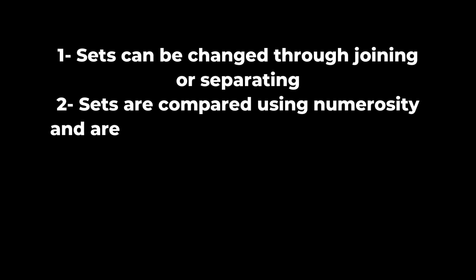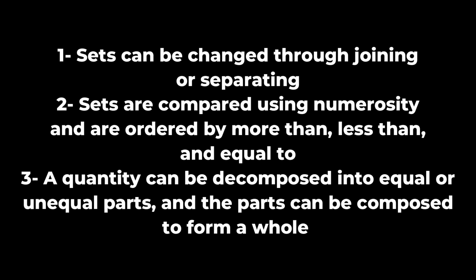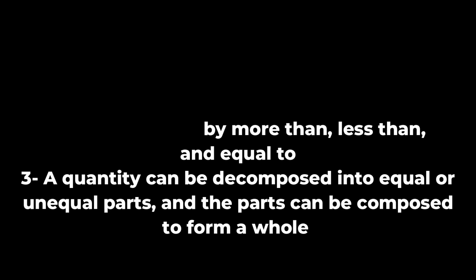The big ideas for number operations are, firstly, that sets can be changed through joining or separating. Secondly, sets are compared using numerosity and are ordered by more than, less than, and equal to. And thirdly, a quantity can be decomposed into equal or unequal parts, and the parts can be composed to form a whole. Firstly, sets can be changed through joining or separating.